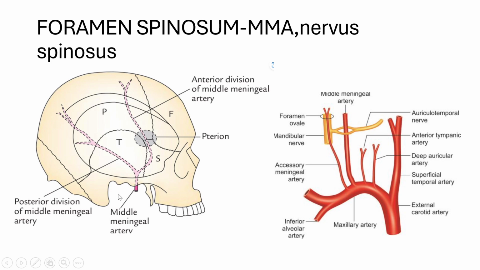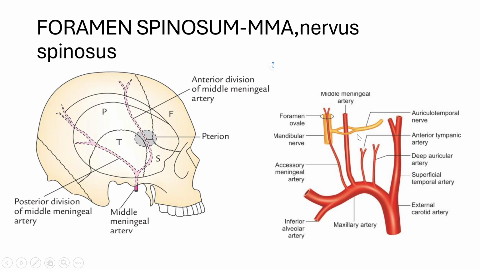So this is your middle meningeal artery, and it is a branch of the first part of the maxillary artery, and it will be rising somewhere here and will be passing inside the cranium through this foramen spinosum. Now you can see a very important relation. The middle meningeal artery, when going to enter the foramen spinosum, is related to the two roots of the auriculotemporal nerve, and it is passing behind the mandibular nerve.